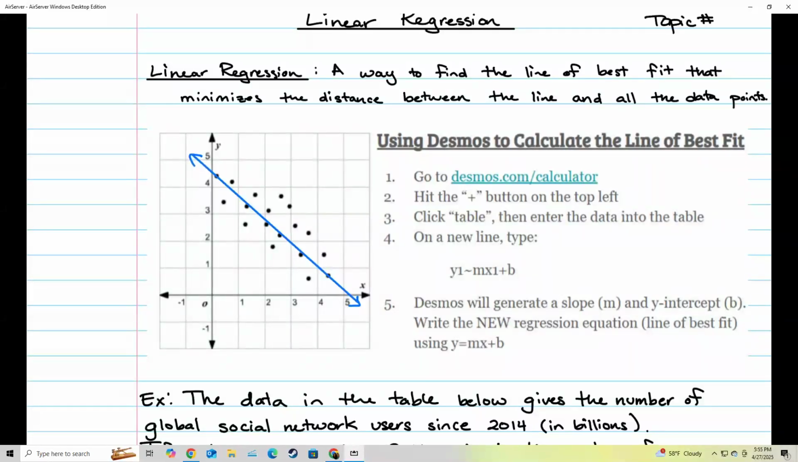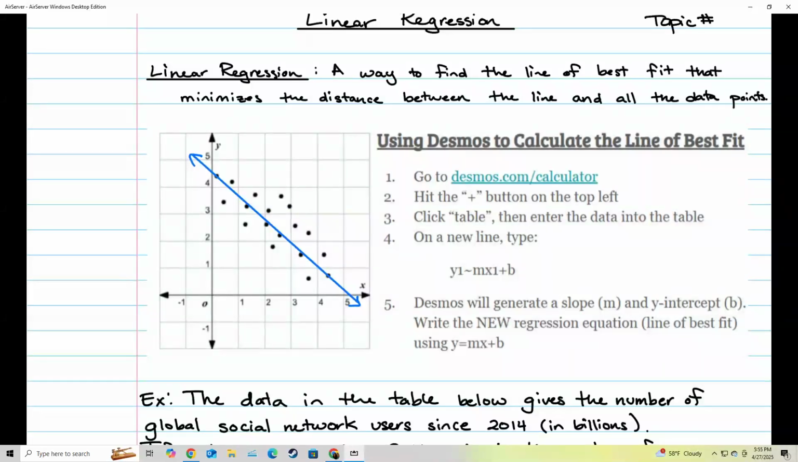I'm going to call that little squiggly thing a tilde. I'm not exactly sure if it is, so if it's called something else, I'm so sorry. But I believe it is called the tilde, so we're going to call it the tilde. And then step 5, Desmos is going to generate a slope and a y-intercept. It's going to give you these numbers for you. You're going to write a new regression equation or a line of best fit using y equals mx plus b, but you're going to substitute what they told you the slope and the y-intercept is, okay?